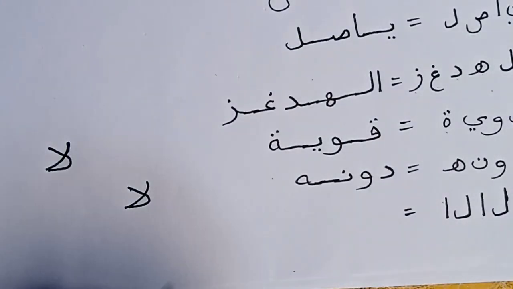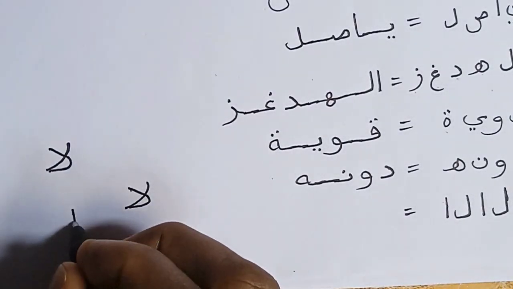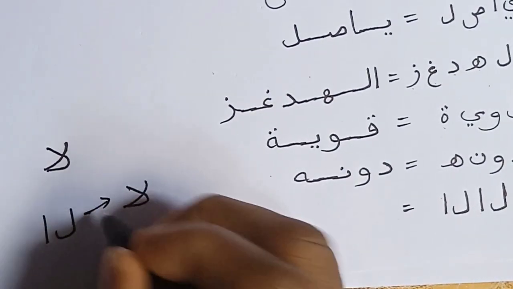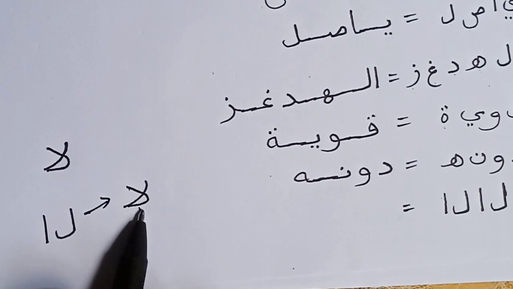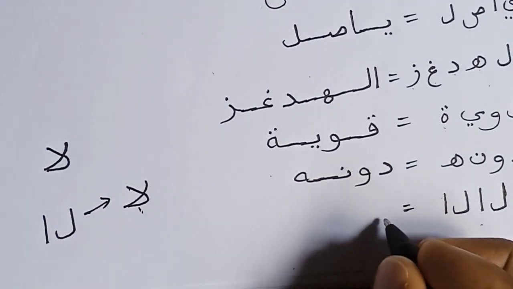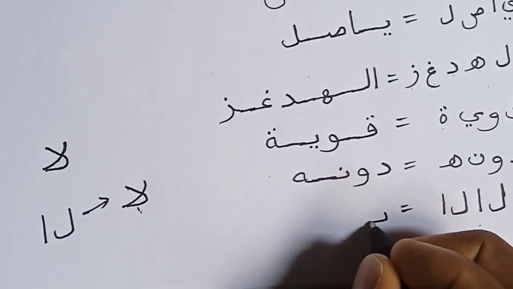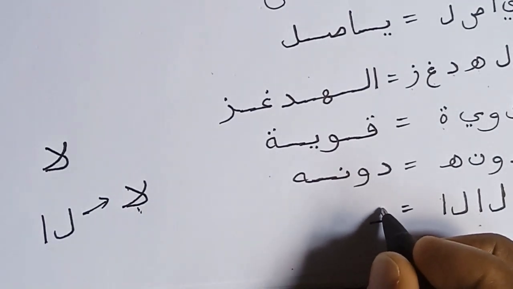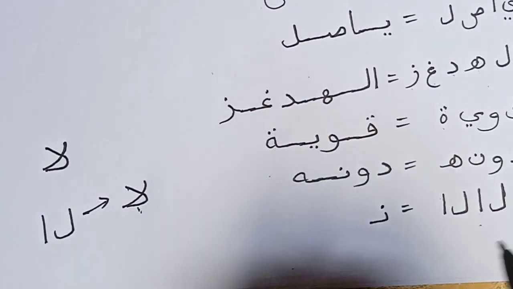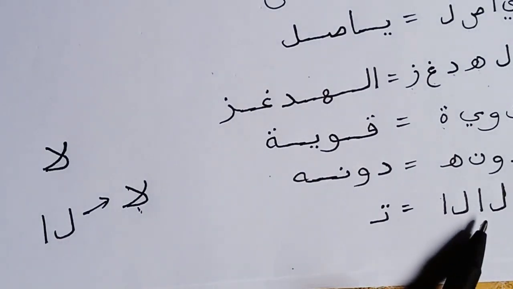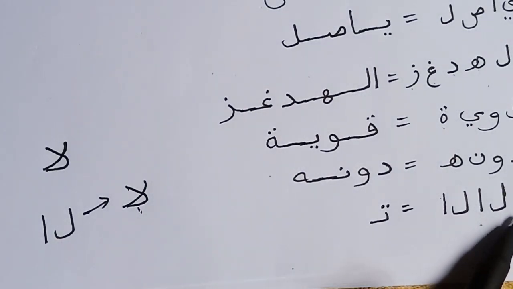So whenever you have something of this nature, lam and alif, it will be written as this. Okay, so that's what we are going to make use of here. So we now have ta joining the lam. The ta is going to be the beginning of the word since it is joining the lam. So it will be joining the lam.